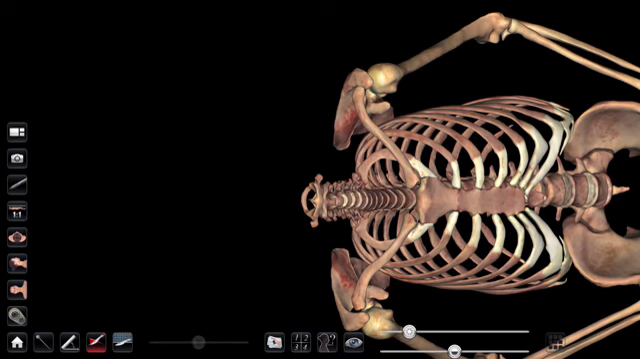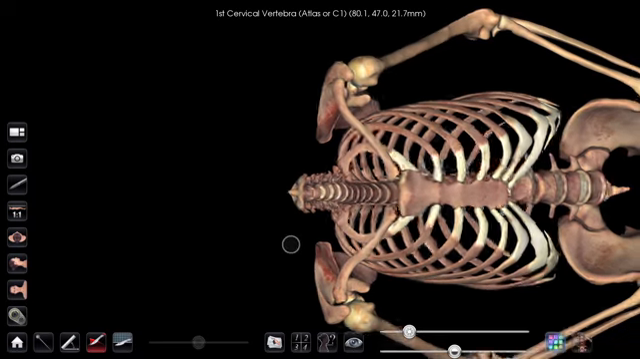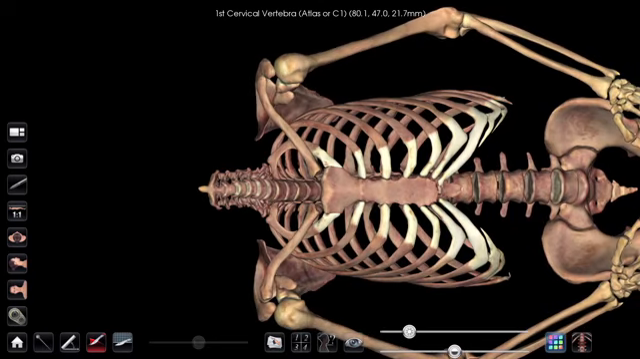And if we remove it, we can see the dens or odontoid process of C2 that allows for the great deal of rotation we see between the skull and C1 sitting on top of C2.